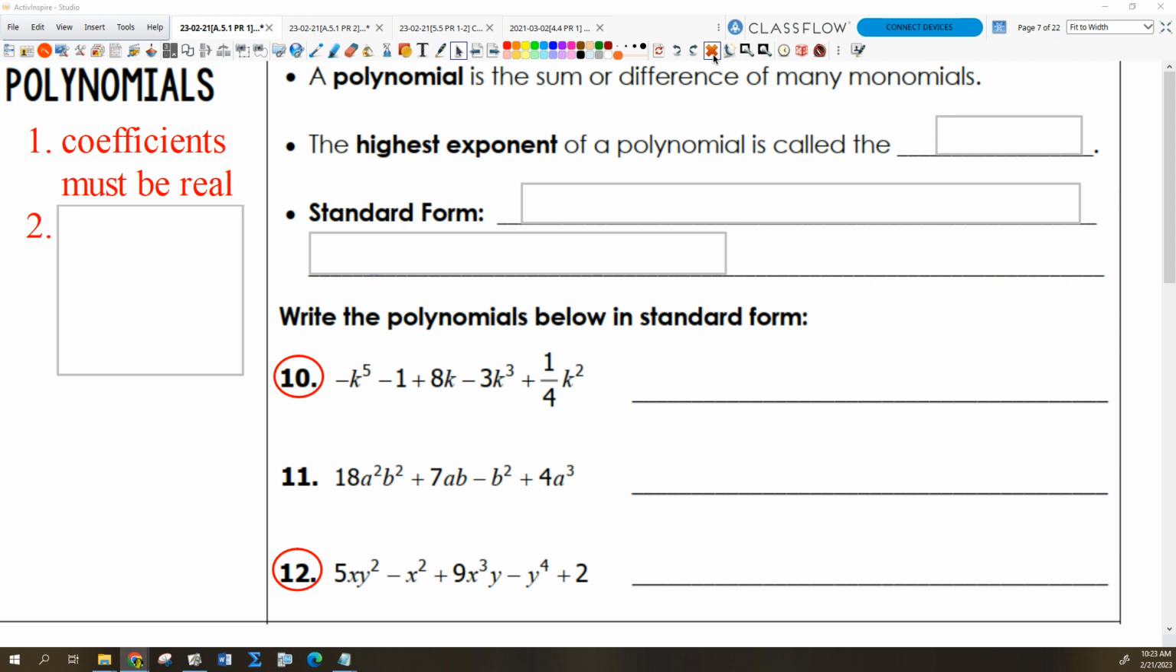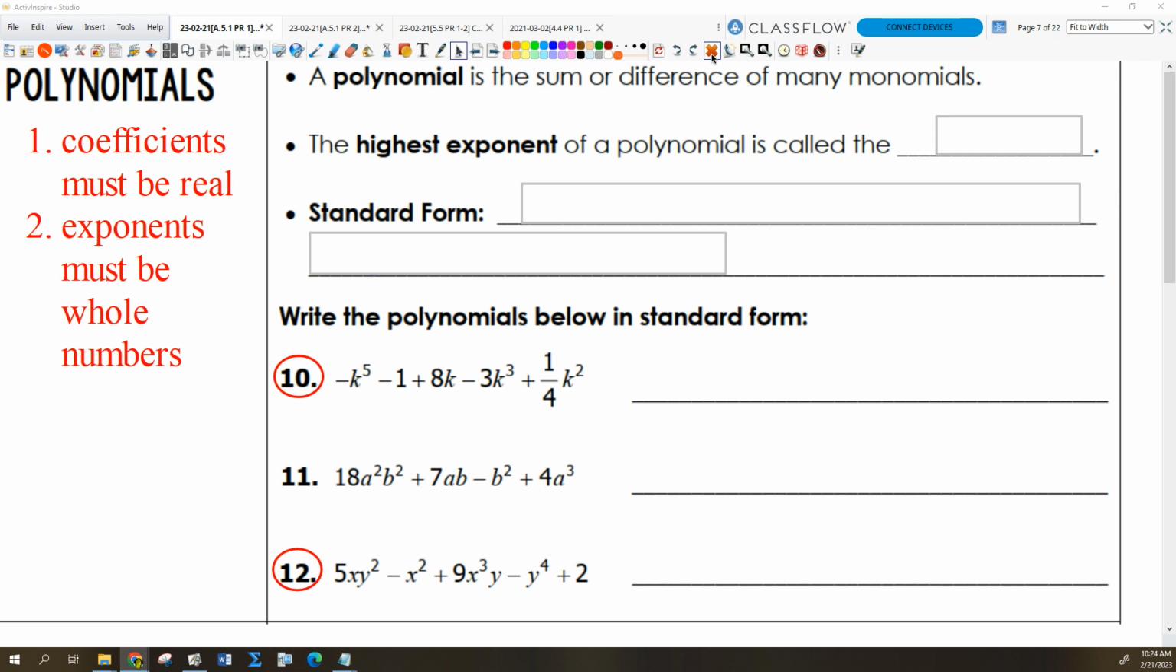Peyton, what can you tell me about that? What must be true of all the powers of, let's just say they're x's? All the exponents have to be what kind of number? Could the exponents be fractions? They have to be whole numbers, don't they? They can't be fractions, they can't be decimals, they can't be negative. Okay, so they have to be whole numbers.